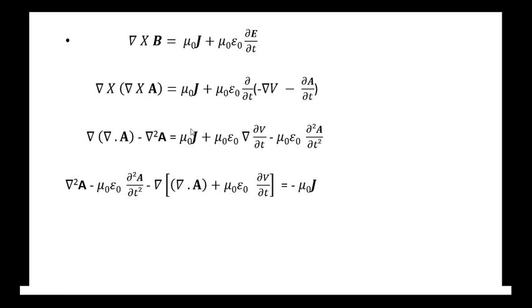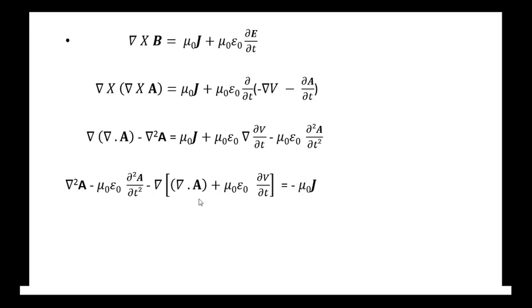Now let the mu 0 J term be on the right hand side and take all other terms to the left hand side, and you can rearrange it so that you will get the second term del square A minus mu 0 epsilon 0 dou square A by dou T square, that is the last term, minus taking the del from the first and fourth term, del of del dot A plus mu 0 epsilon 0 dou V by dou T is equal to minus mu 0 J. See, here there is only mu 0 J, but taking it to the other side, there will be a negative sign. So that will be minus mu 0 J.